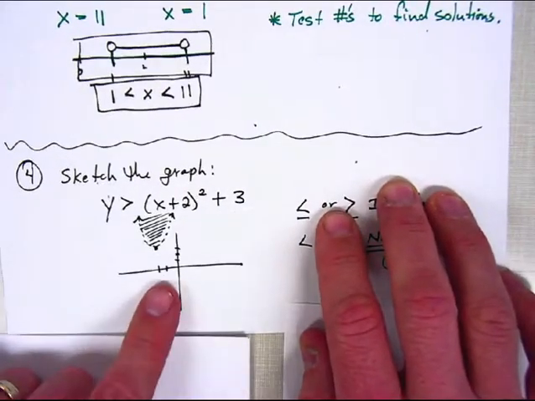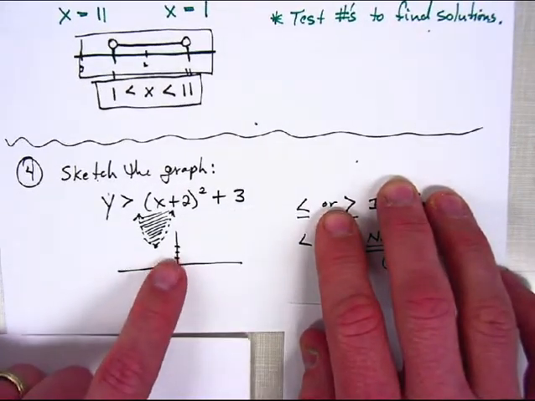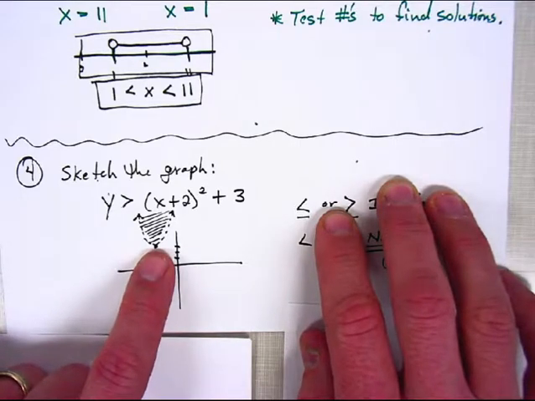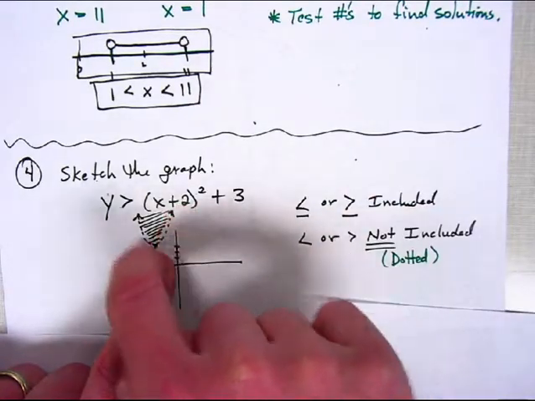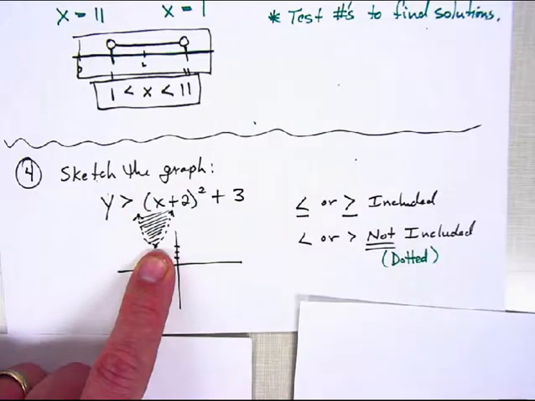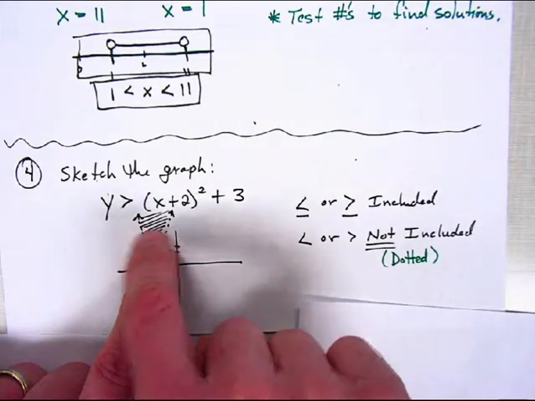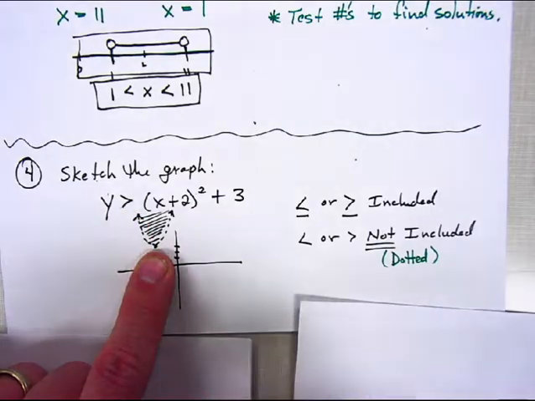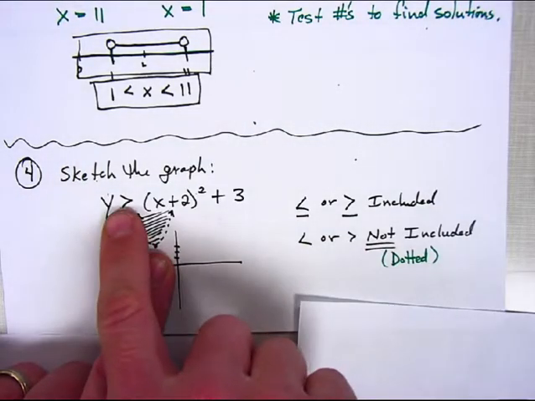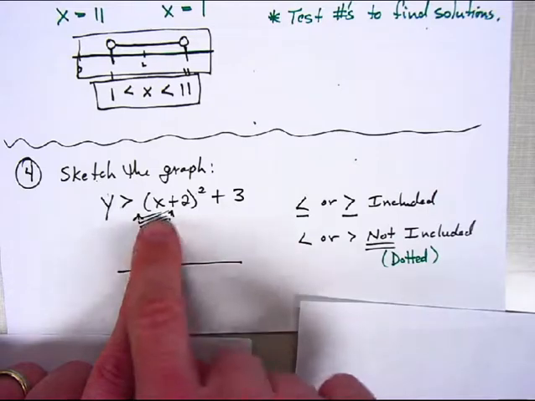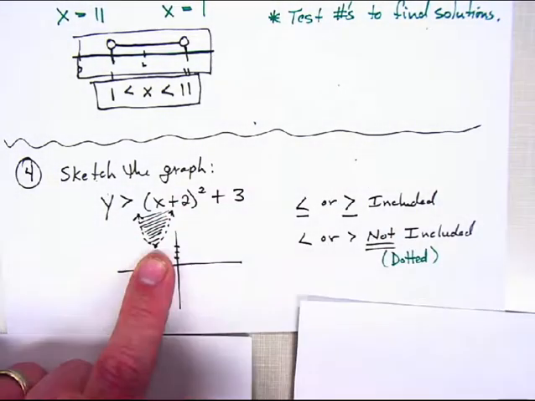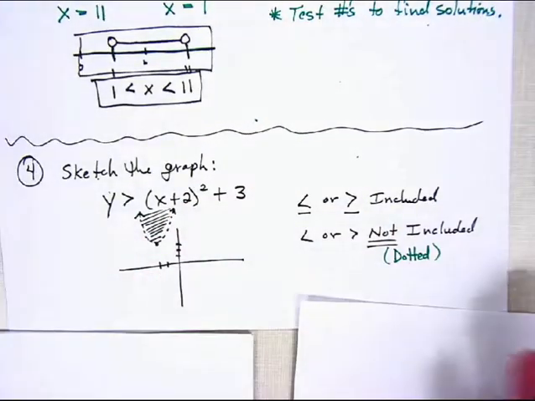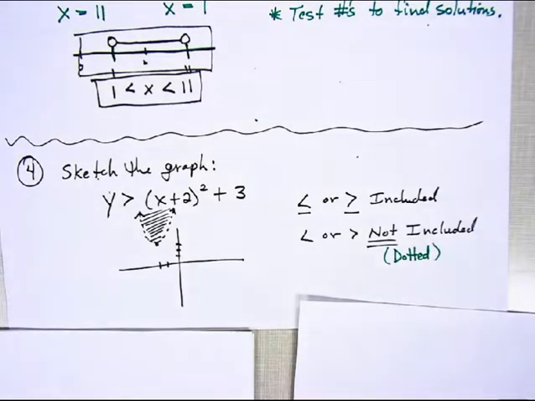So I have the graph moved over 3 to the left, and then 2 to the left and up 3 for my vertex. The graph opens upward because I have a positive stretch factor, and then I'm shading on the inside because it says y greater than. All the y values that are greater than something are above the graph. If it says y less than, it'll be all the things that are below the graph. So this one here, your graph hopefully looks like this, and hopefully you were successful getting your solutions. Good luck, and hopefully you'll have more success.